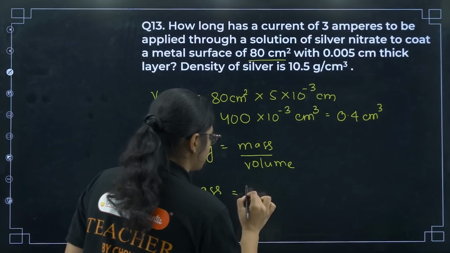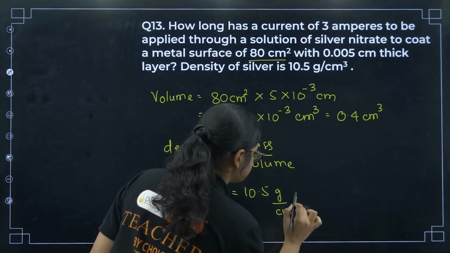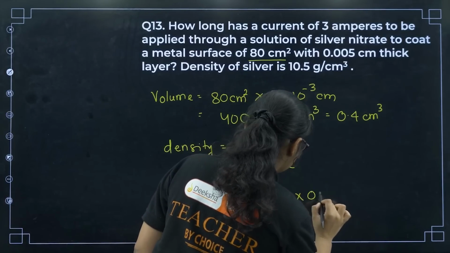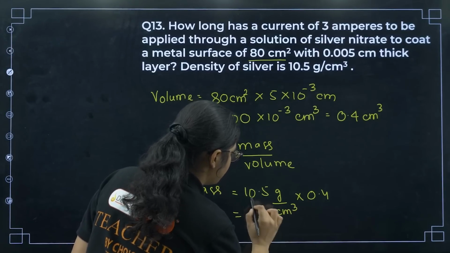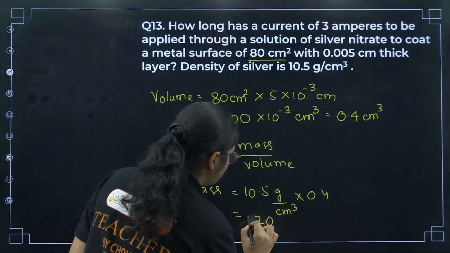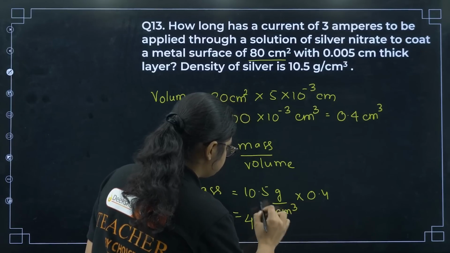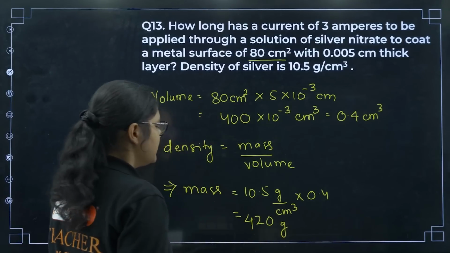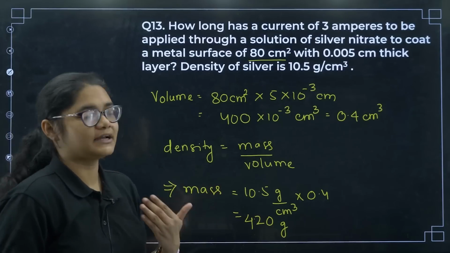So density is 10.5 and volume is 0.4, right? So if I just multiply, 4 5s are 20, 4 zeros are 0 plus 2, 4 1s are 4. Okay, so I have 2 decimal places. So it will be 4.2 grams. Okay, so to deposit this 4.2 gram of the silver, how much current is required?